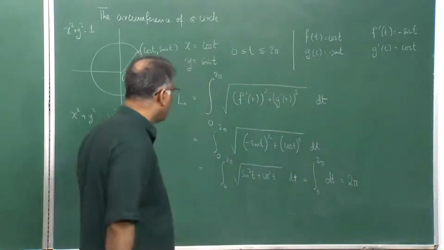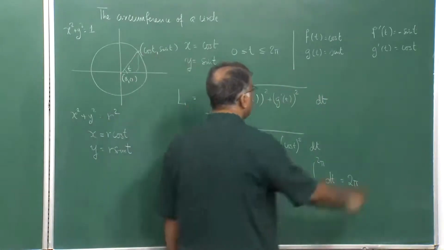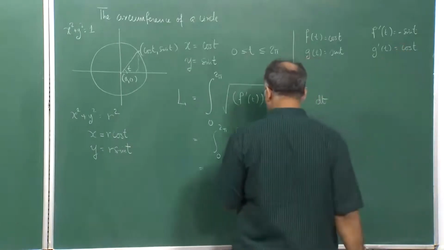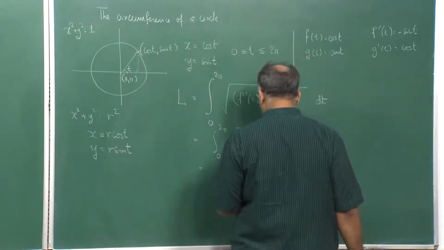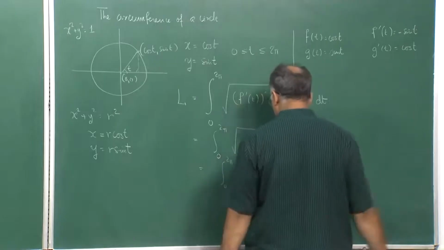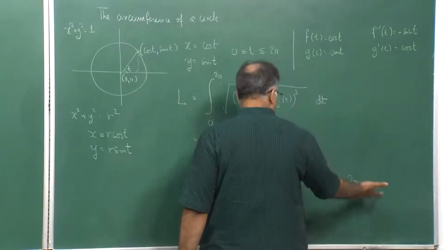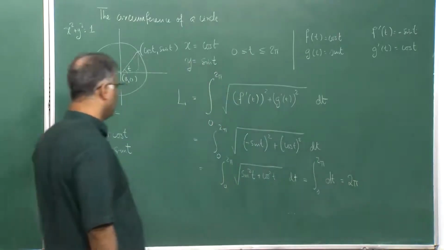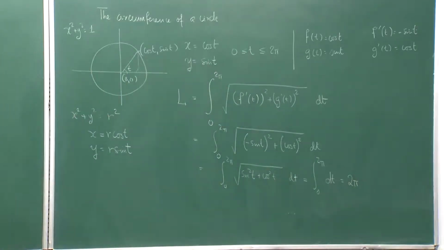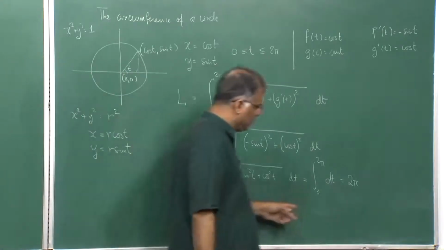Now, if there was an r here, that r would come inside and this would become r square into sin square t plus cos square t. So, the root over r square will just give you r. So, it will become r into 2 pi. So, 2 pi r, the formula which you are so familiar with. So, when the radius is 1, the length is nothing but 2 pi.